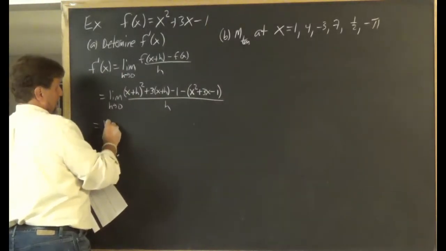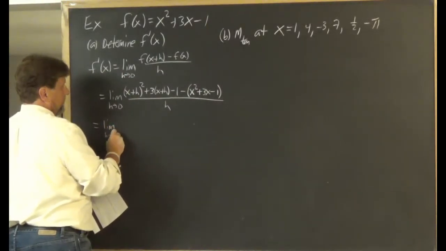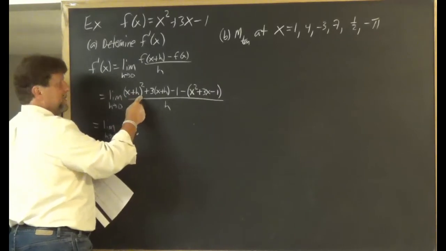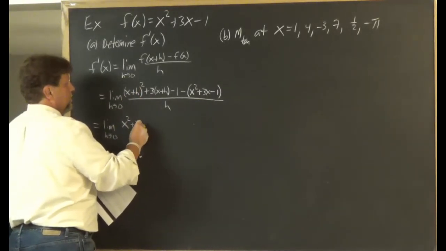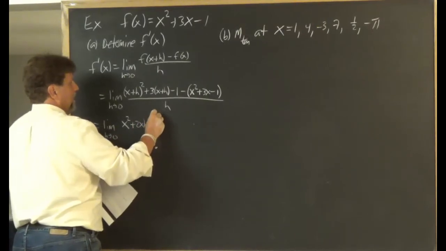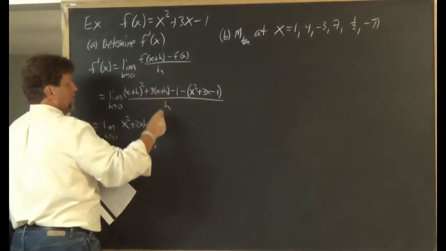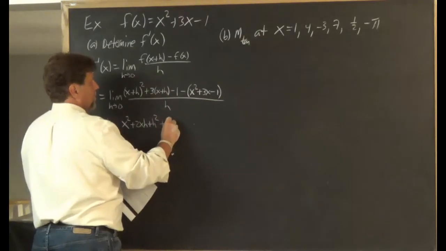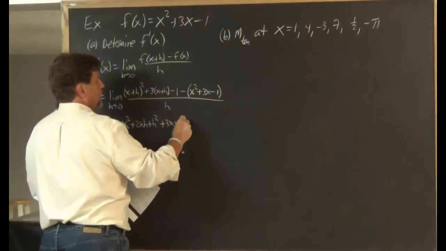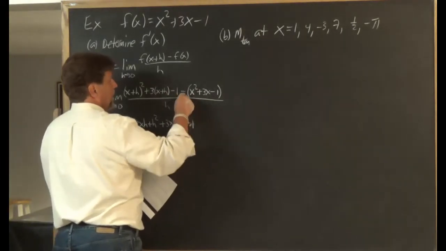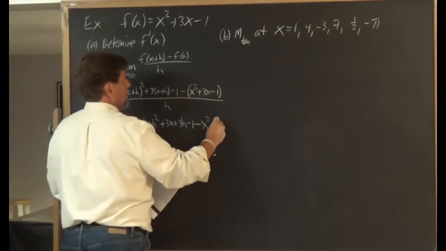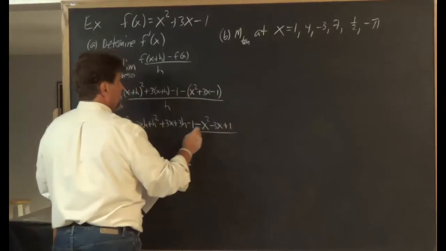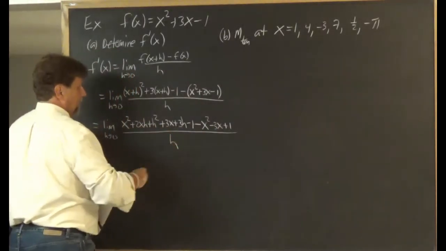All right, now we have a lot of algebra to do. So we have to take x plus h and square it. That gives us an x squared plus a 2xh plus an h squared. I would distribute the 3, 3x plus 3h minus 1. I would distribute the negative 1, so minus x squared minus 3x plus 1, all over h.